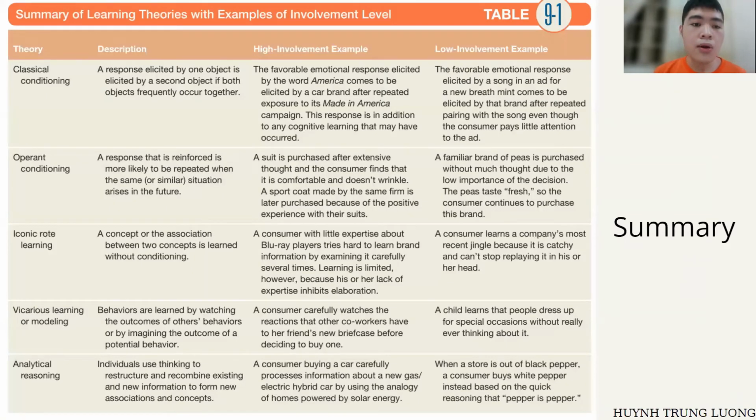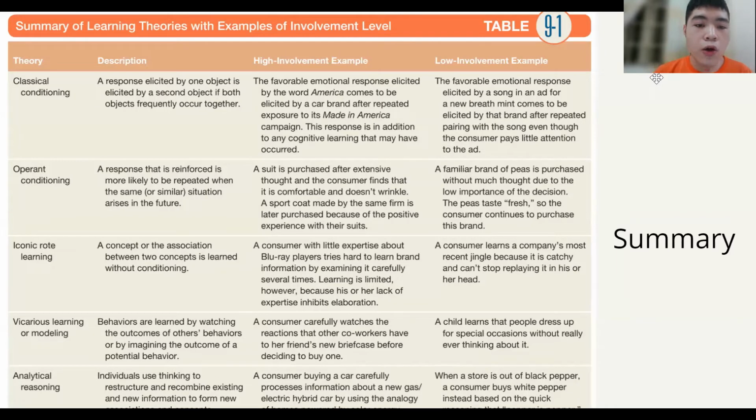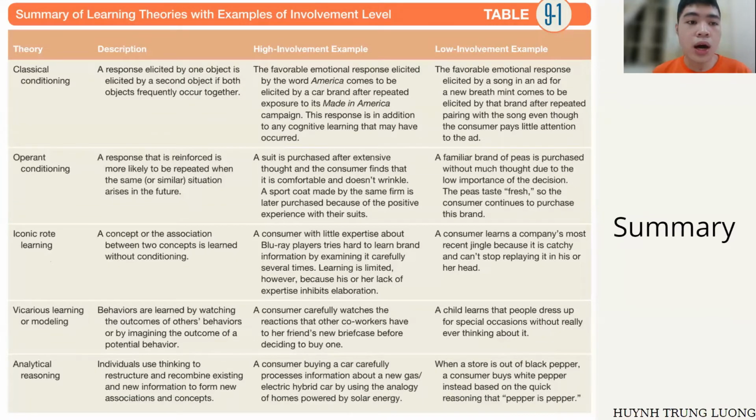So to sum up learning objective 3, we have here a table about learning theories. We can see here there are 5 specific learning theories: classical conditioning, operant conditioning, iconic rote learning, vicarious learning modeling, and analytical reasoning. Each of these learning theories can be operated in high or low involvement situations, and as you can see here with the examples. And that's the end of my presentation for Learning Objective 3.